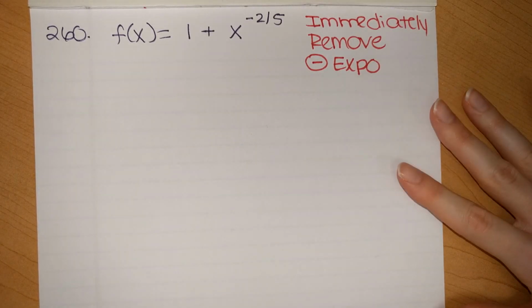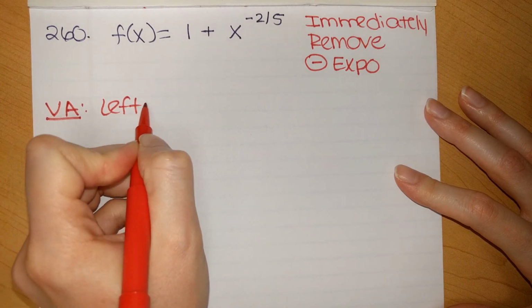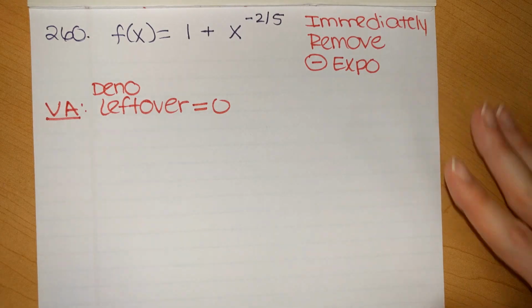At this question, they're asking us about vertical asymptotes. So when we think about vertical asymptotes, we know that we want to look at what is left over in the denominator after factoring and set that equal to 0.